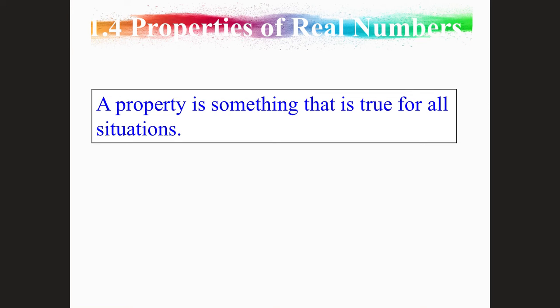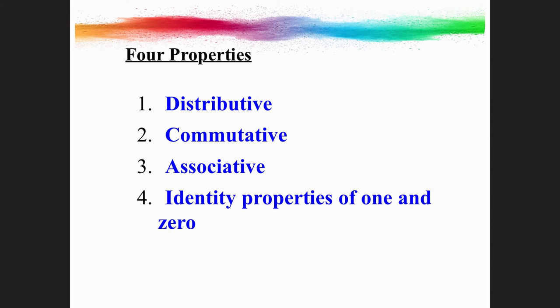Thank you for joining me for 1.4 Properties of Real Numbers. Today we're going to learn the properties of real numbers, and a property is something that's true for all situations. These are the properties we're going to be looking at: the distributive, commutative, associative, identity properties of 1 and 0.